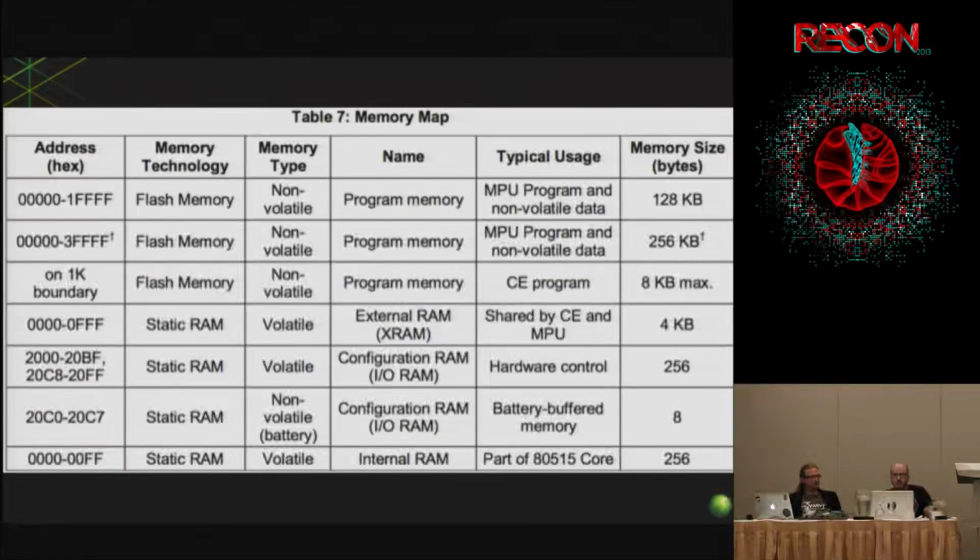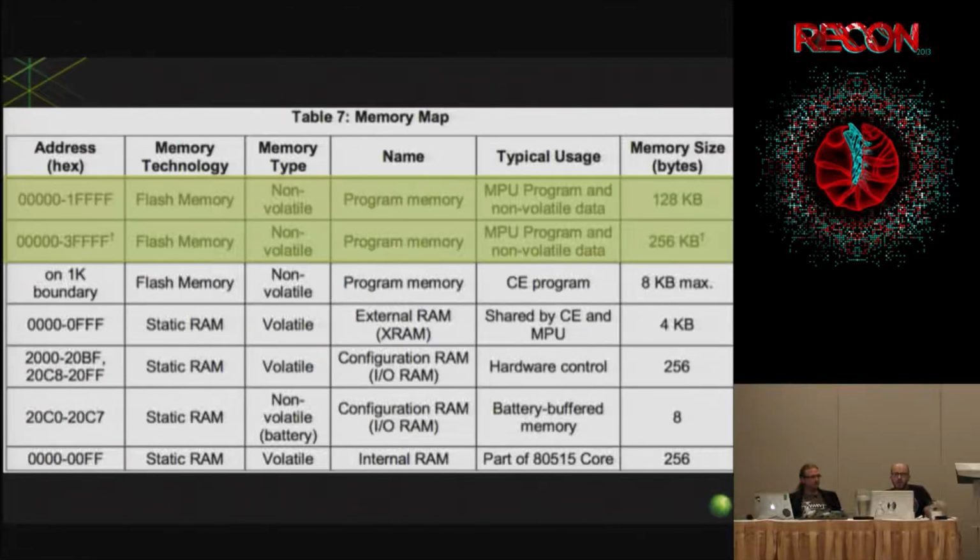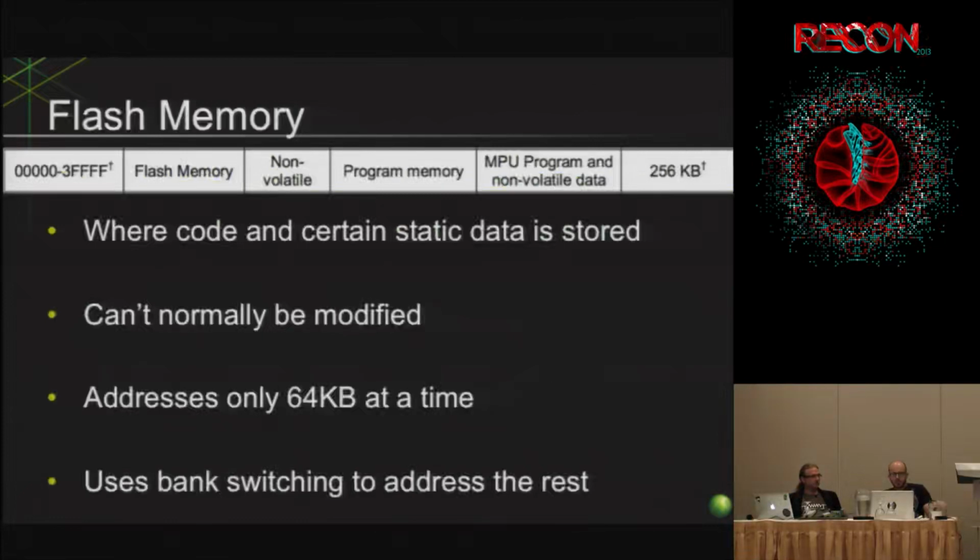So here's the memory map. Right, so flash memory. This is where code and static data is stored. A lot of this is dependent on what compiler you use. It seems like most everybody who develops on Tritium uses Keil, because Keil is what Tritium recommends, and they release source code for it, that kind of stuff. Flash memory, by default, can't normally be modified, right? That's part of the Harvard architecture.